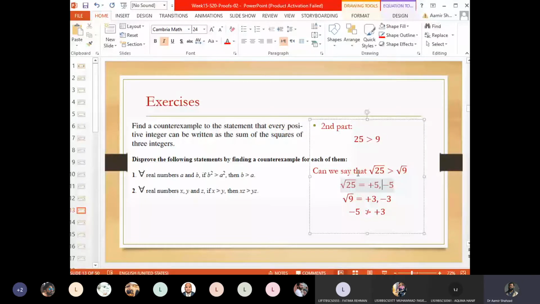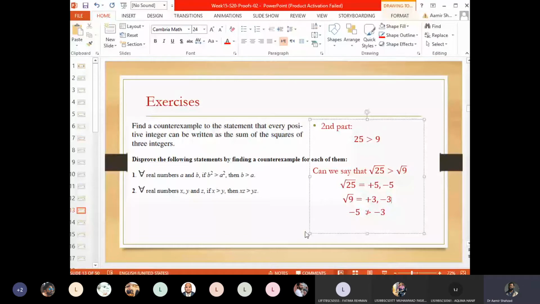Or if we take minus 5 on one side and plus 3 on the other side, so this thing will not hold. So if we take minus 5 and minus 3, minus 5 is less than minus 3. Minus 5 is not greater than minus 3. In that case, b square is greater than a square, but b will be less than a. For negative numbers, this relationship does not exist. So we have many counter examples. All those negative integers will be counter examples for this thing.